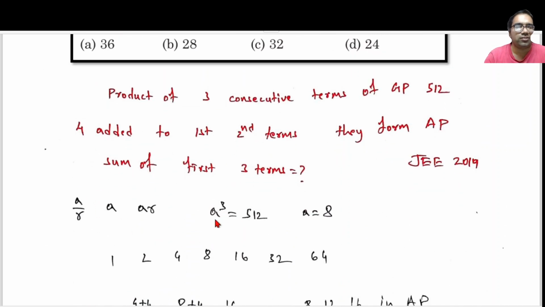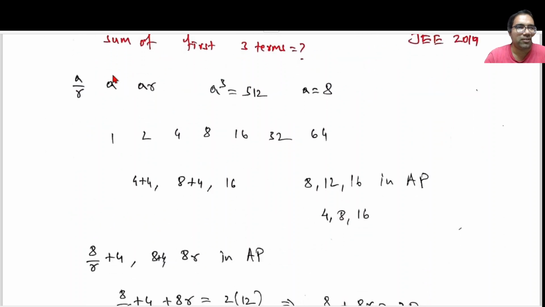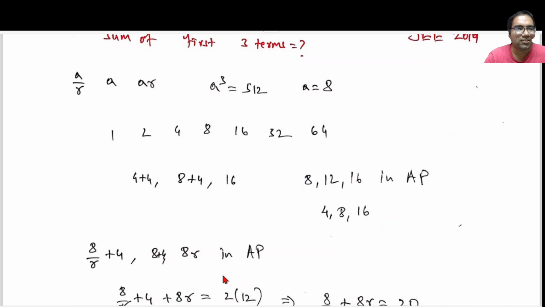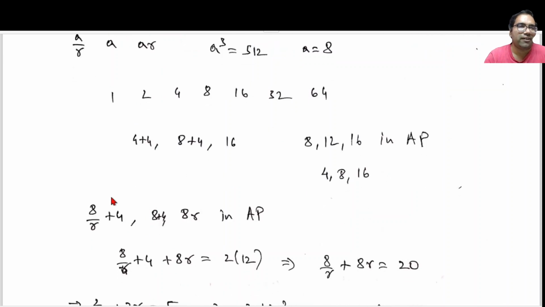Now, even without intuition, how do we solve this algebraically? What is the algebraic solution? We are adding 4 to a/r and 4 to a, and ar is as is. The middle one, a, we found out is 8. If we add 4, this becomes 12. And to this a/r, 8/r plus 4, and 8 plus 4 is 12, and ar, which is 8r. These are in arithmetic progression. That means this 12, the middle one, is the average of the first one and the third one. That means (8/r plus 4 plus 8r)/2 equals 12.